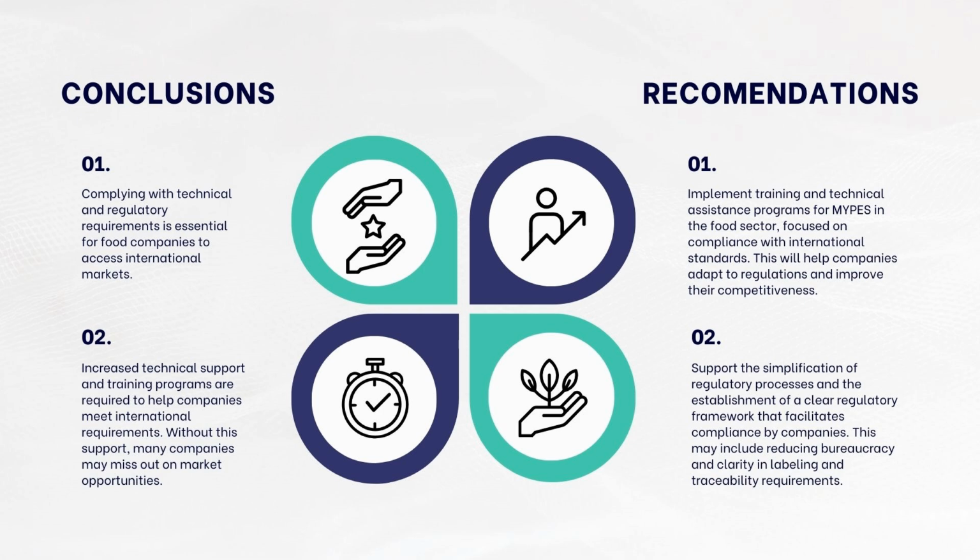On the other hand, we have recommendations: implement training and technical assistance programs for MIPYMES in the food sector, focused on compliance with international standards. This will help companies adapt to regulation and improve their competitiveness. The second recommendation is to support the simplification of regulatory processes and the establishment of a clear regulatory framework that facilitates compliance by companies. This may include reducing bureaucracy and providing clarity in labeling and traceability requirements.